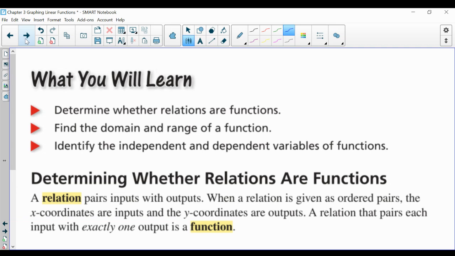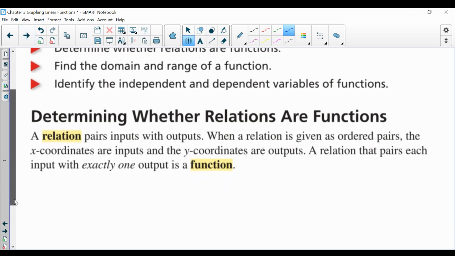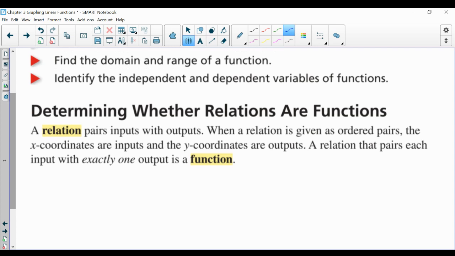What I want you to learn today is I want you to be able to tell whether the relations are functions, find the domain and range of a function, and identify independent and dependent variables. Those are the three big ideas that I want you to understand today. The first idea was just understanding the difference between a relation and a function. So this is where you might want to take notes.